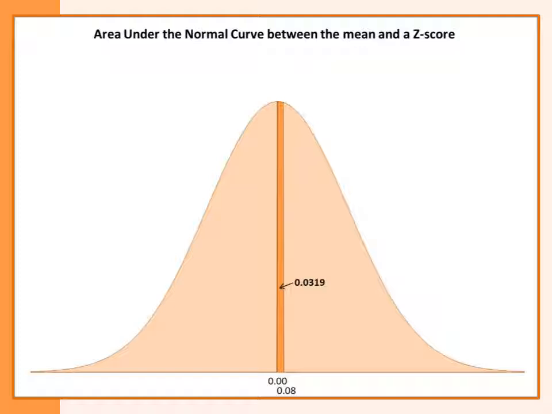Reporting the z-score of 0.08, we notice that it's very close to a value of 0.0, and the dark area that represents the proportion of the curve between 0 and 0.08 is only 0.0319. So only about 3% of the curve falls between 0 and 0.08.